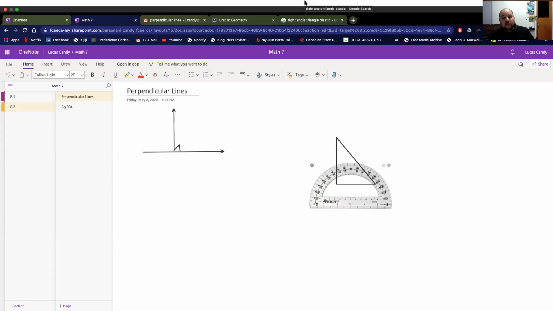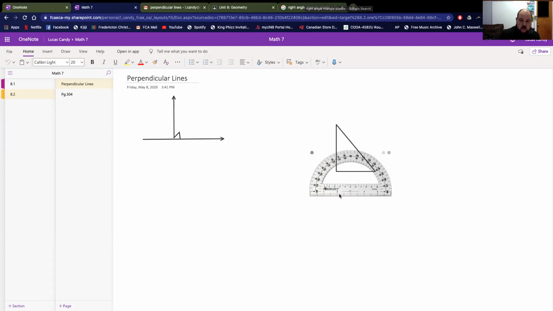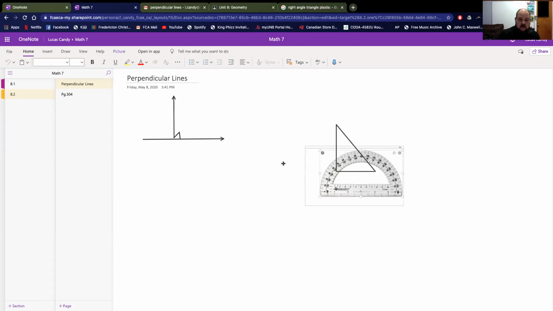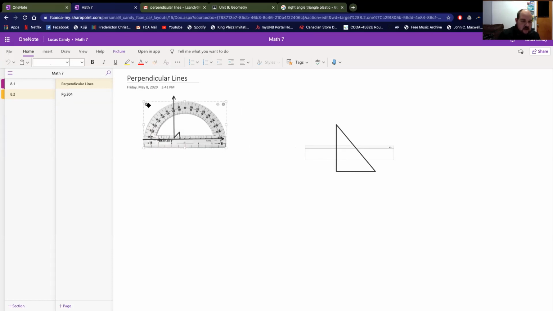Now, how do you know for sure that it's 90 degrees? You can use our handy-dandy friend, the protractor, which we have here. You can measure it. Is that really 90 degrees? And as you measure it, you can find out if it is or if it is not. My thing is being a little wonky here, but you get the idea there.